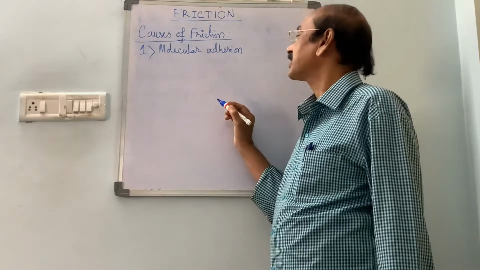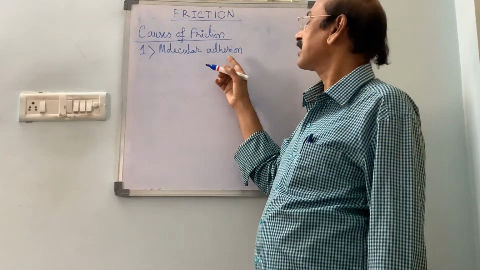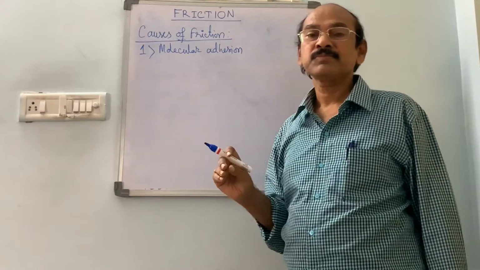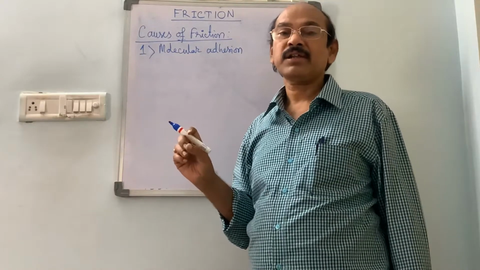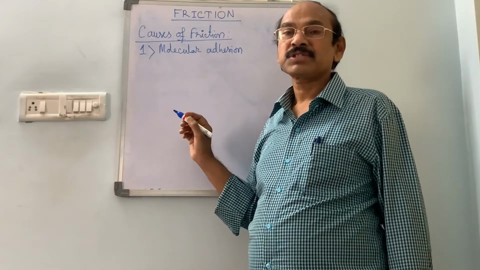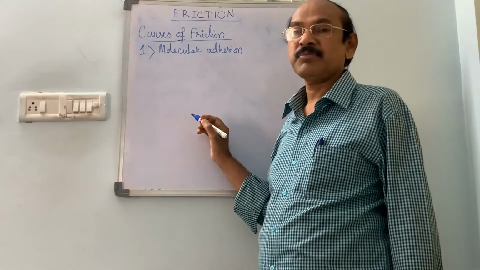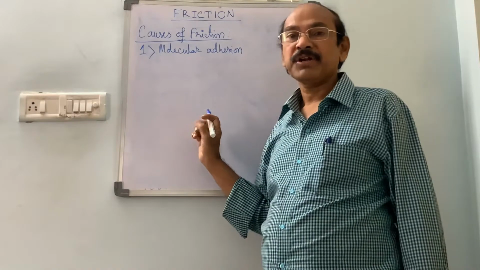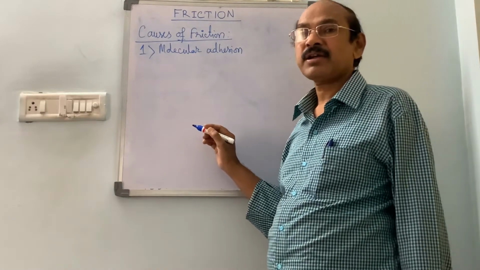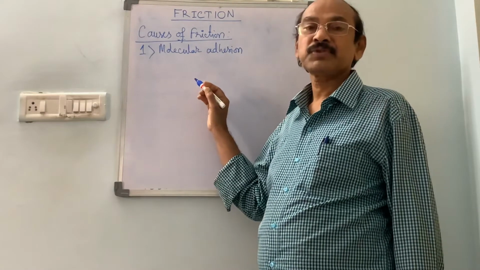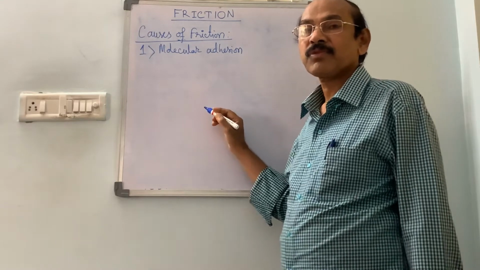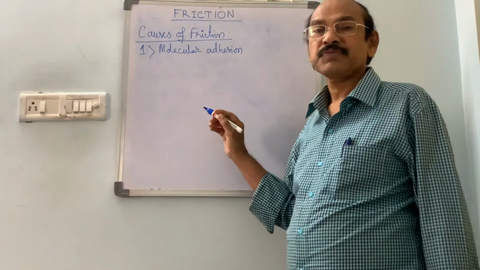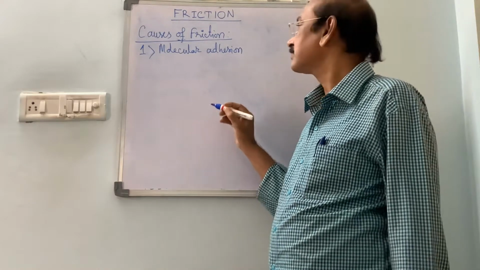There are cohesive forces and attraction forces between the two surfaces in contact. When the same type of surfaces are in contact, then attraction forces of cohesion are acting between the two surfaces. If two different material surfaces are in contact, then the attraction forces of adhesion are acting between the two surfaces in contact.